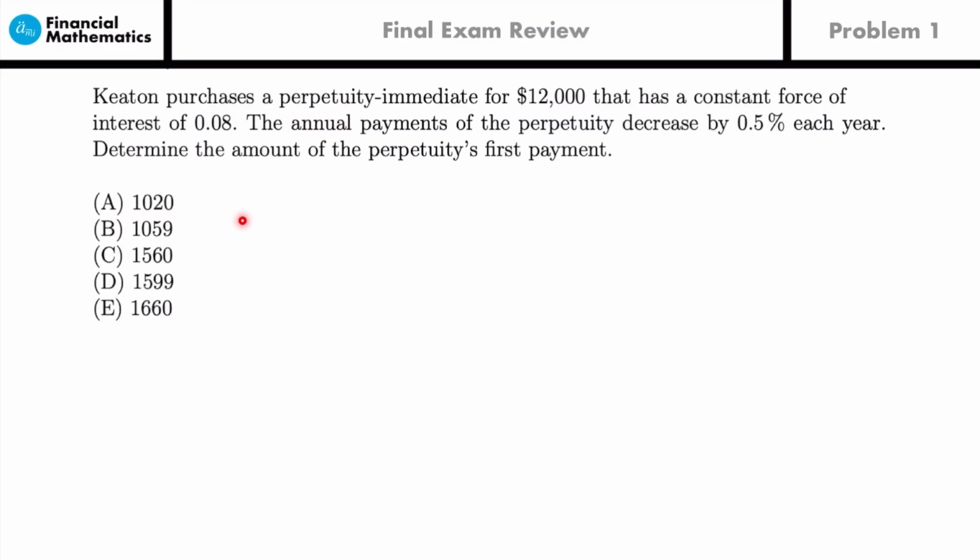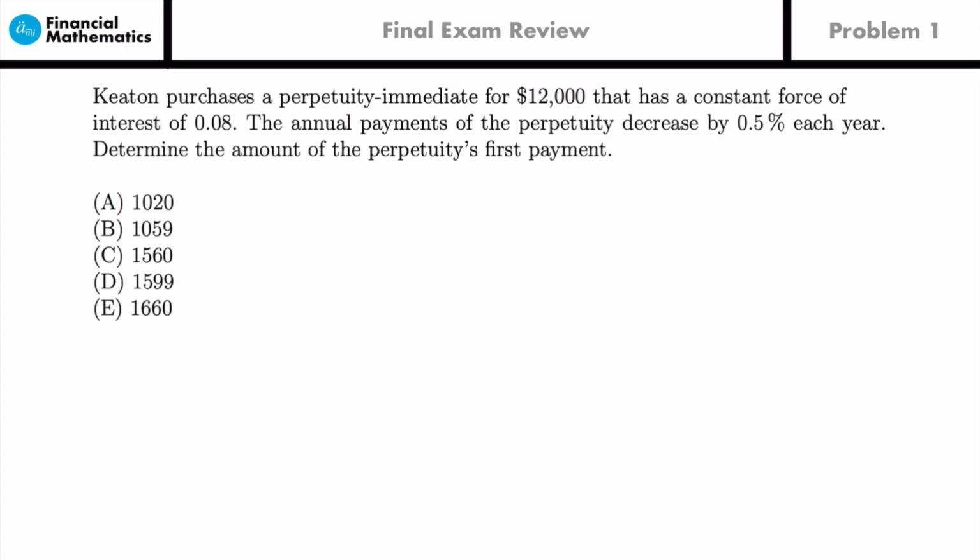All right, so here's our first review problem. We have Keaton purchases a perpetuity immediate for $12,000 that has a constant force of interest of 0.08. The annual payments of the perpetuity decrease by 0.5% each year. Determine the amount of the perpetuity's first payment.